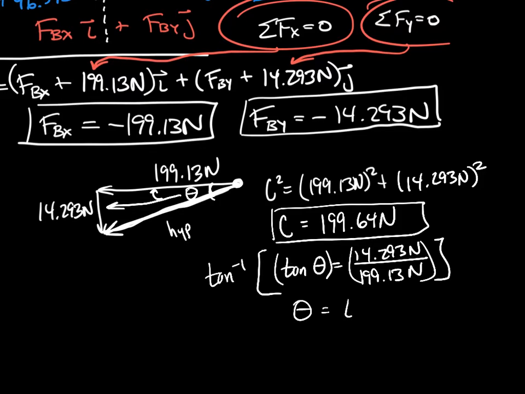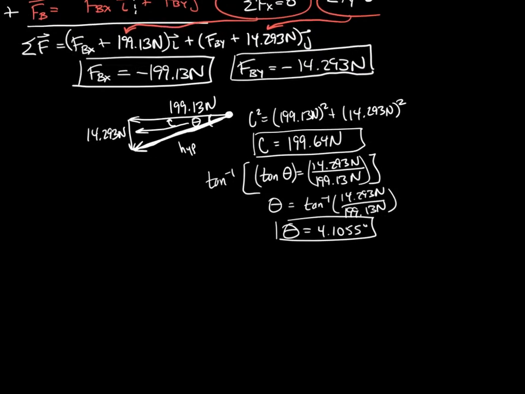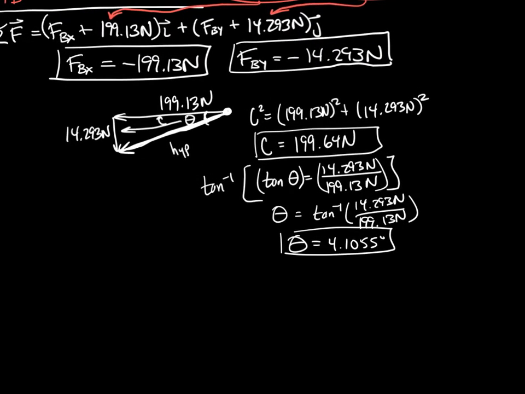So theta equals the inverse tangent of 14.293 newtons divided by 199.13 newtons. So theta equals 4.1055 degrees. Noting I keep 5 digits all the way through, and what I'm ultimately going to do is only report 3. So when I report my answer, I called this C up here, but really I guess we should have called this FB.